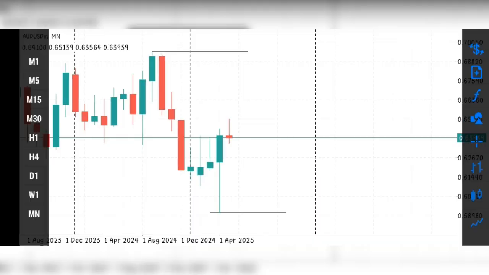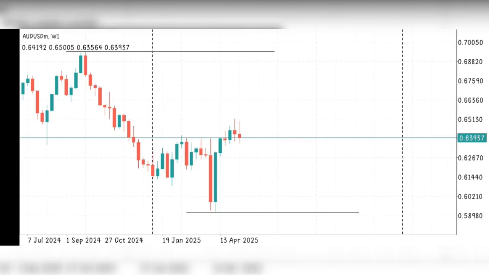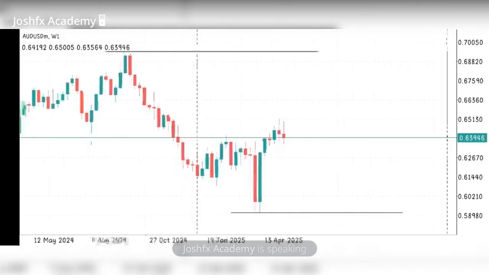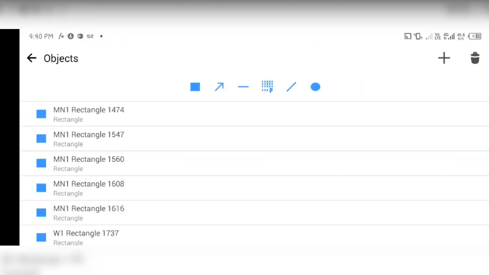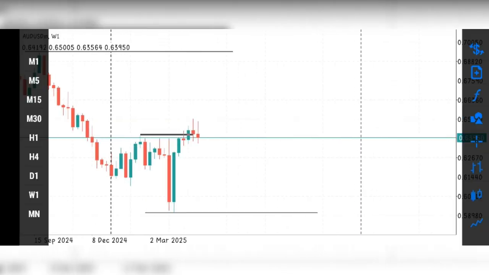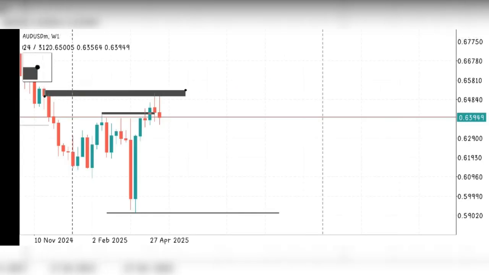Just try to sieve it off for now. So now this is our weekly. On our weekly time frame, we can see this liquidity being raided, and the market mitigating this particular order block on a weekly time frame.